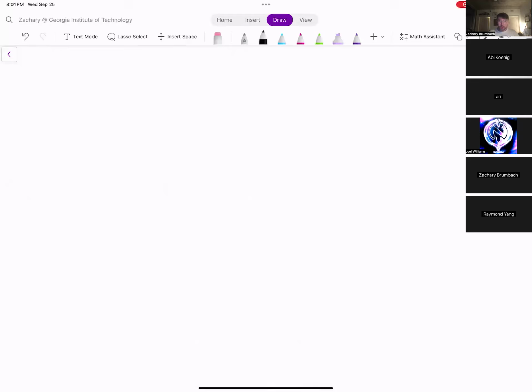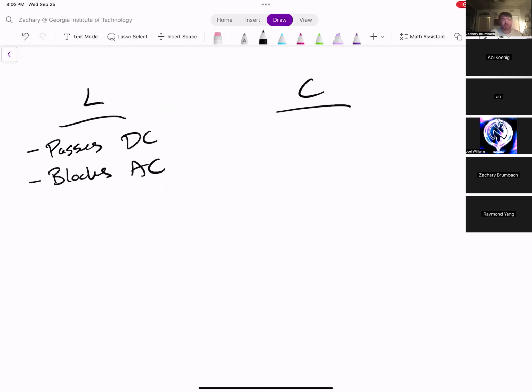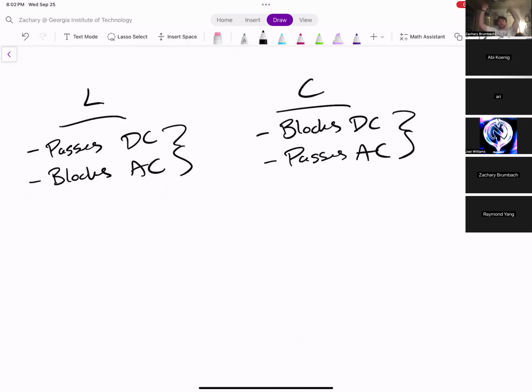Yep, all good. So inductors and capacitors are converses. An inductor is my L. My capacitor is my C. An inductor passes DC current, and it blocks AC. These are broader purposes for when we get down the road, just ideas of what they do. A capacitor is exactly opposite. It blocks DC, or it's resistant to DC, and it passes AC. These are general terms right now. They have equations associated with them, but this is the actual application of what we use them for.